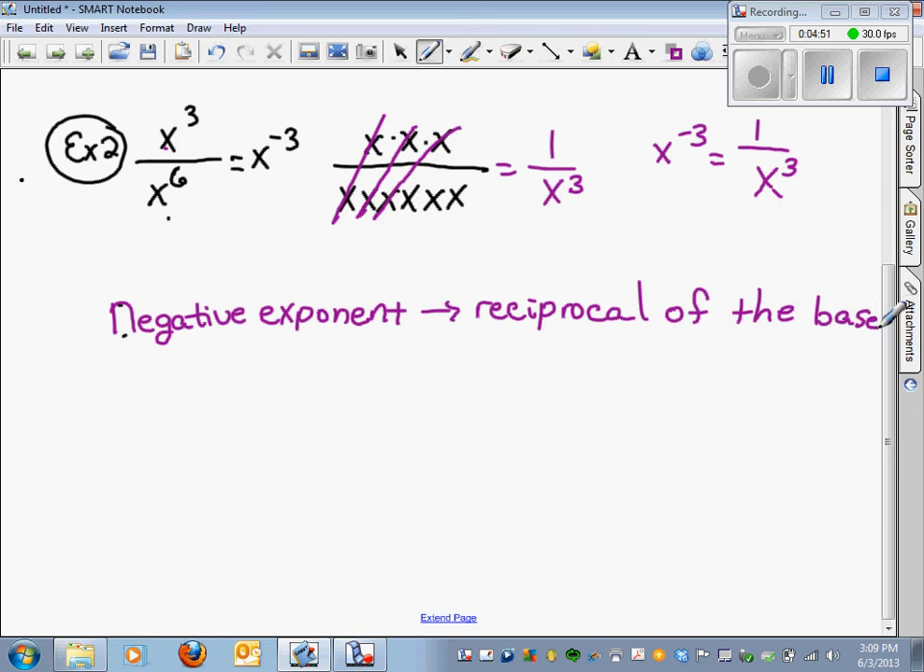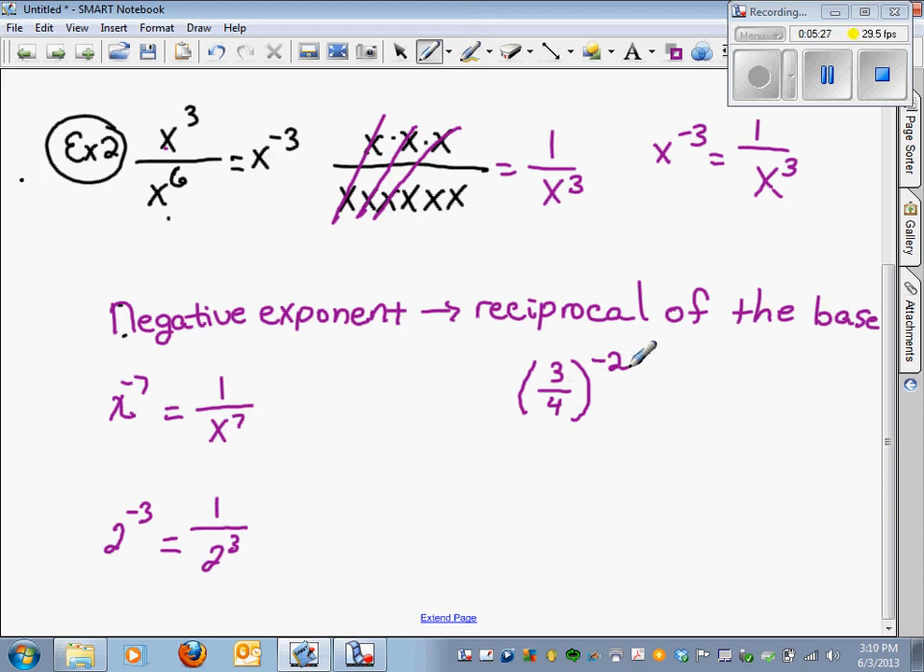So if we were to take this definition, that means that x to the negative 7th power would simply be 1 over x to the 7th. 2 to the negative 3rd power would simply be 1 over 2 to the 3rd. It even works if you start off with a fraction. If you have 3 over 4 to the negative 2 power, well, the reciprocal of that base, the base there is 3/4, the reciprocal of that would be 4/3 to the 2nd power. Simply stated, a negative exponent means the reciprocal of the base.